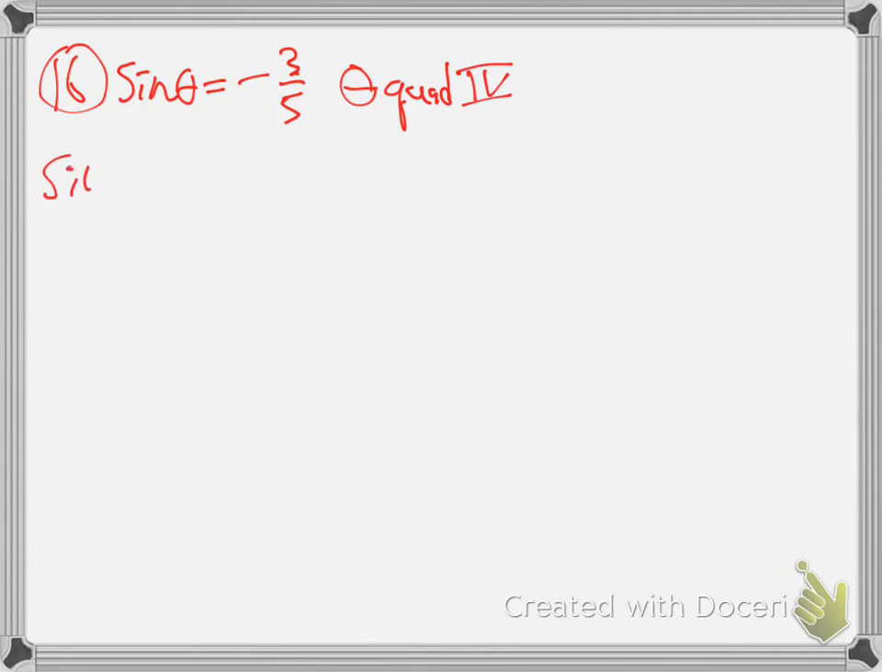Number 16 says sine theta is minus 3/5. Theta is in quadrant 4, and they want the sine of theta over 2. Sine of theta over 2.